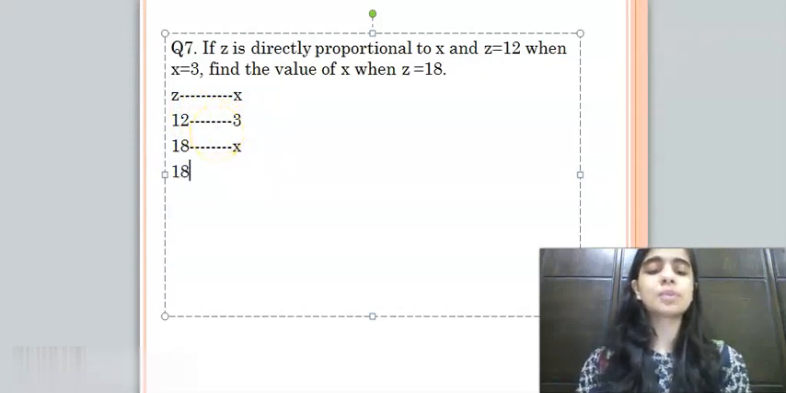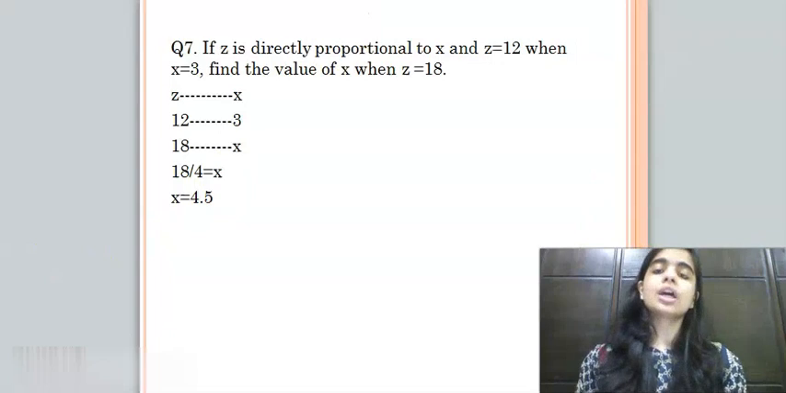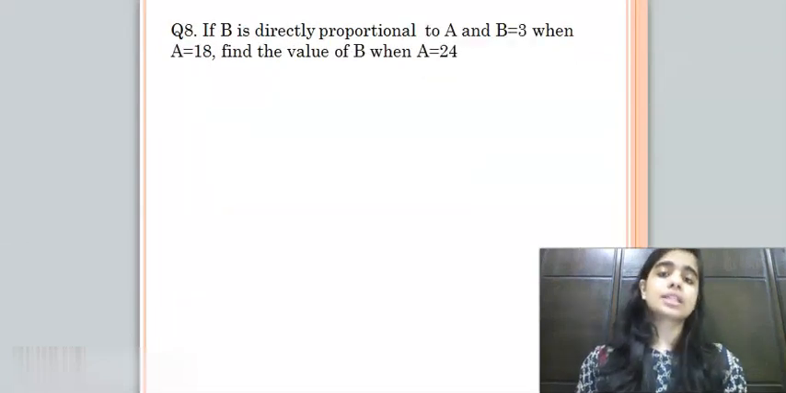So basically this will be 18 upon 4 for x. So the answer for x will be 4.5 because 18 divided by 4 is 4.5. Okay. So here we have also completed question number 7. Now let's start question number 8.